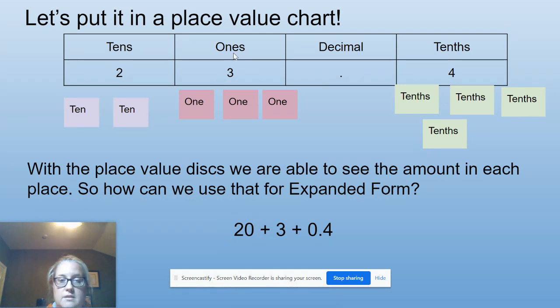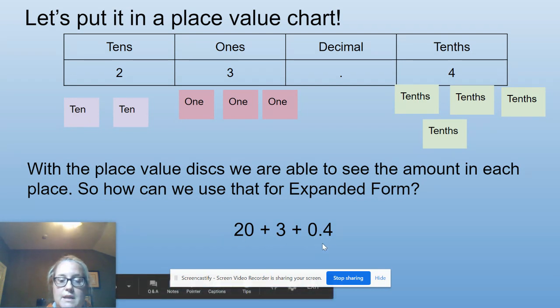Plus my ones. I have 3 ones. I'm going to count by ones. 1, 2, 3. Well, it's a value of 3, so there's my 3. Plus my tenths. I have 4 of them, so 1/10, 2/10, 3/10, 4/10. And when I write 4/10, I put 0 point, or decimal, 4. The 4 is in the tenths place, so this is how you would read 4/10.